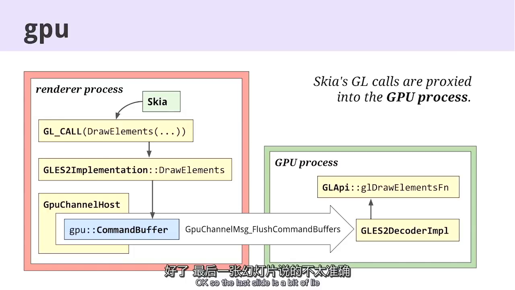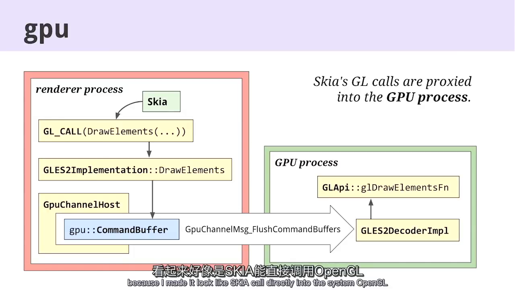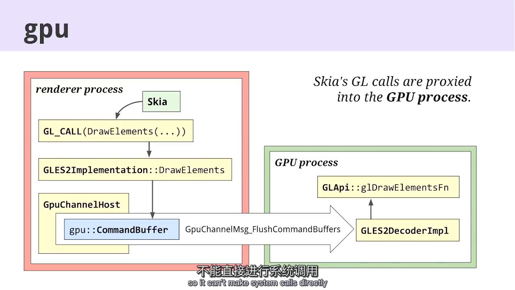Okay, so the last slide was a bit of a lie because I made it look like Skia called directly into the system OpenGL. But remember, the renderer process is sandboxed, so it can't make system calls directly. So those GL calls issued by Skia in the renderer are actually proxied into a different process called the GPU process using something called a command buffer. So the GPU process receives the command buffer and it issues the real GL calls through a set of function pointers on this GL API object.